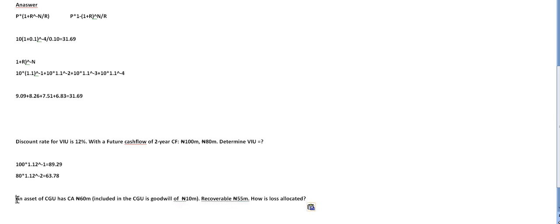An asset of cash generating units has a carrying amount of 60 million, and included in that is goodwill of 10 million, with a recoverable value of 55 million. How will the loss be allocated? Remember, I told you under the cash generating unit, the process is the same. First, you test for the indicators, second, you calculate the recoverable value, and third, you compare the recoverable value with the carrying amount. If the carrying amount is higher than the recoverable value, there is an impairment.